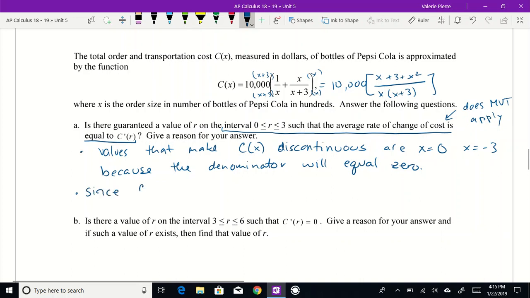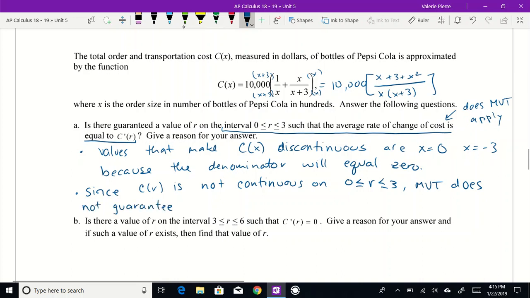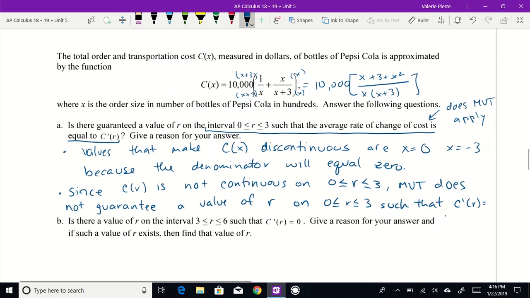So since C of r is not continuous on 0 to 3, the MVT does not guarantee a value of r on this interval such that C prime of r equals C of 0 minus C of 3 all over 0 minus 3.